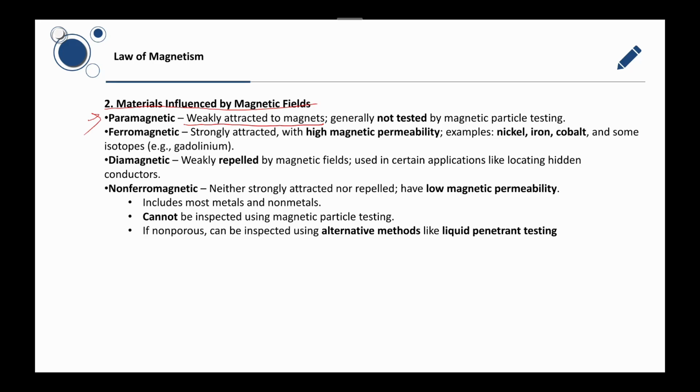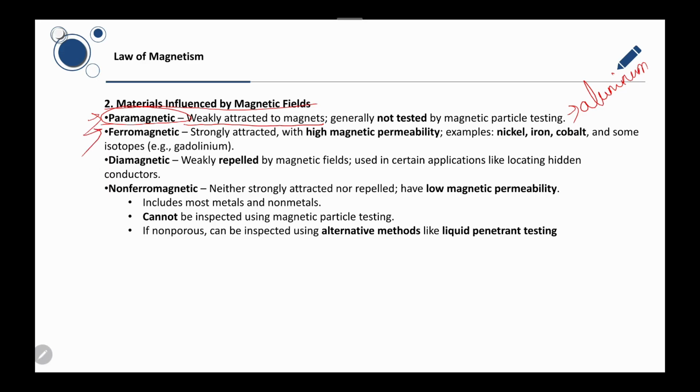This effect is so small that these materials are not suitable for magnetic particle testing. So paramagnetic materials are not suitable. Examples: aluminium, platinum, manganese, magnesium.